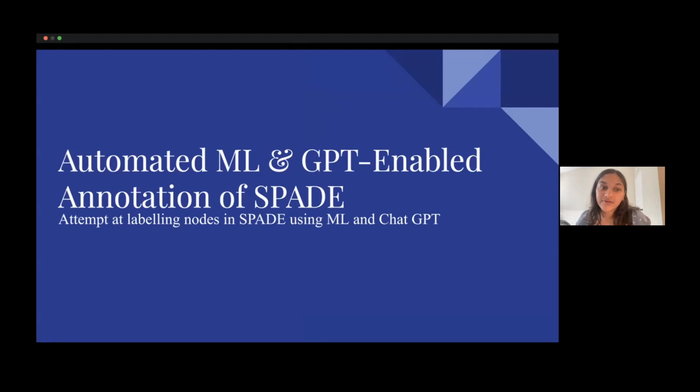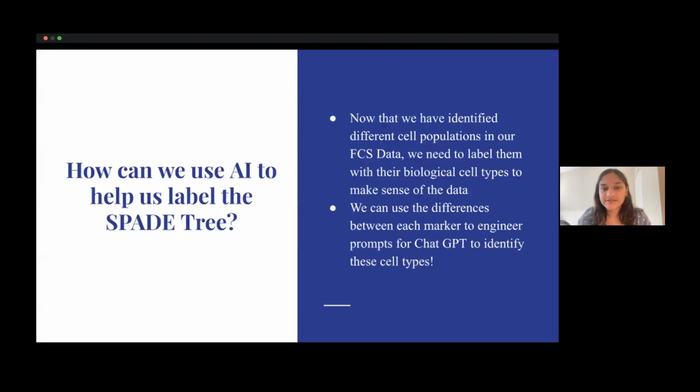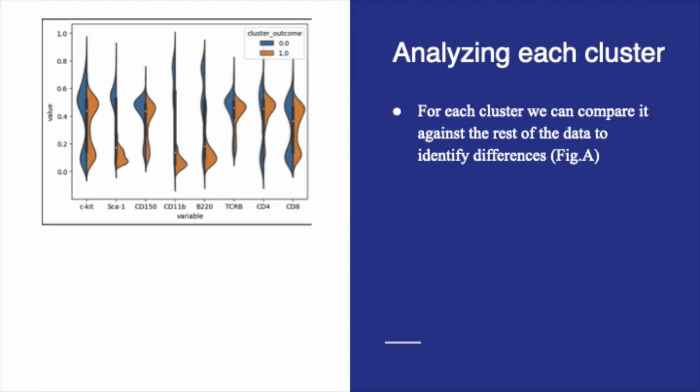The second half of my internship was focused on using AI to label the SPADE tree that we made, for it to make more biological sense to someone who doesn't know the data set well. So how can we use AI to help us label the SPADE tree? We have identified these different cell populations in each node, so now we can use their differences with AI like ChatGPT or different ML models in Python to identify and label these different cell types.